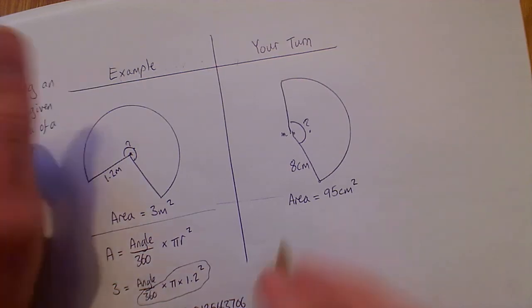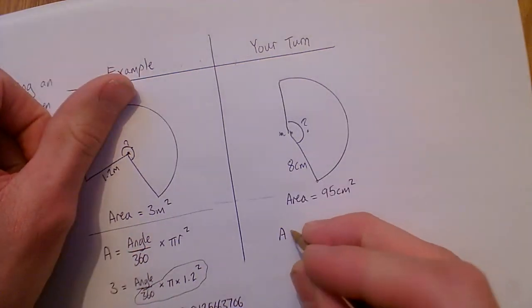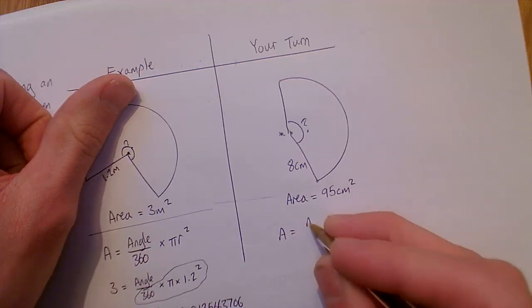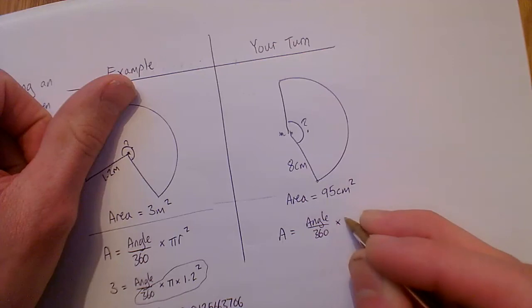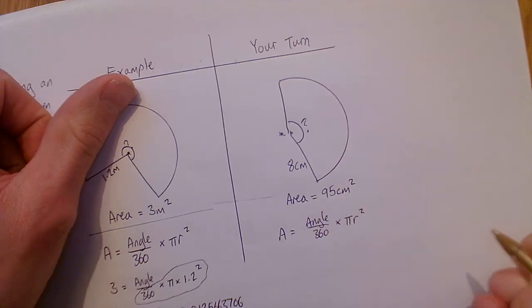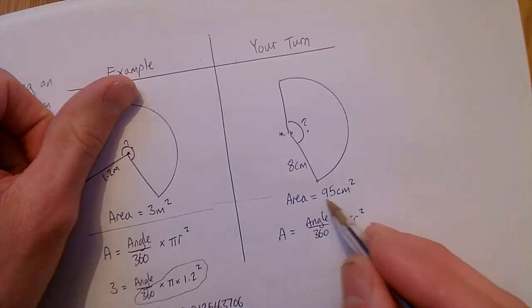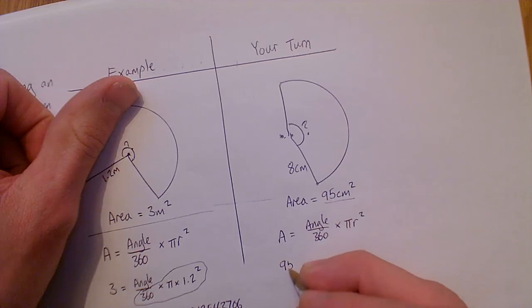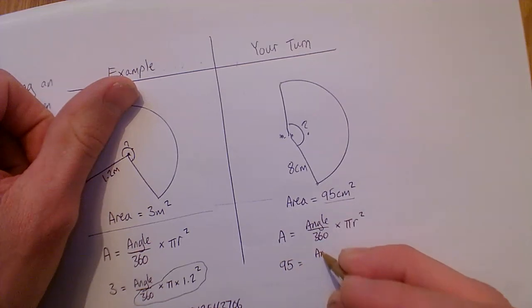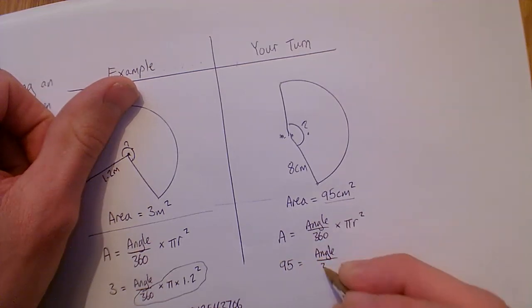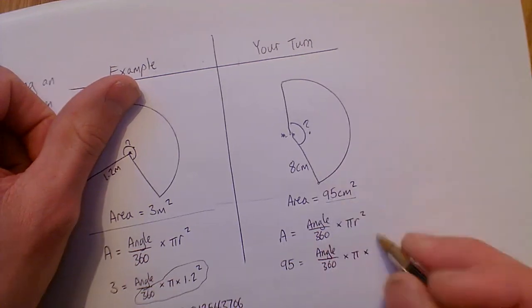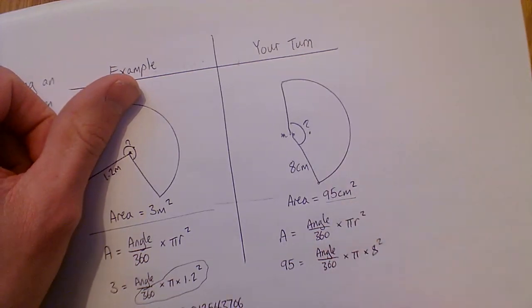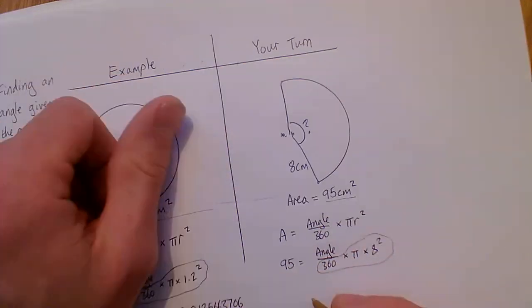Okay, so now you've actually had the chance to have a go. Area equals angle over 360 times pi r squared. Always start with your formula. Now we can put in what we've got. We've got 95 as our area. We don't know the angle. And the radius here is 8 that we're squaring. Let's work that bit out as a number using our calculator.